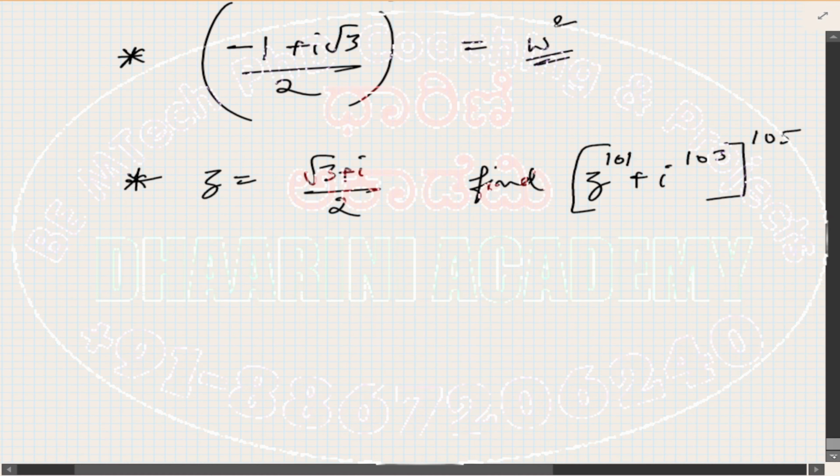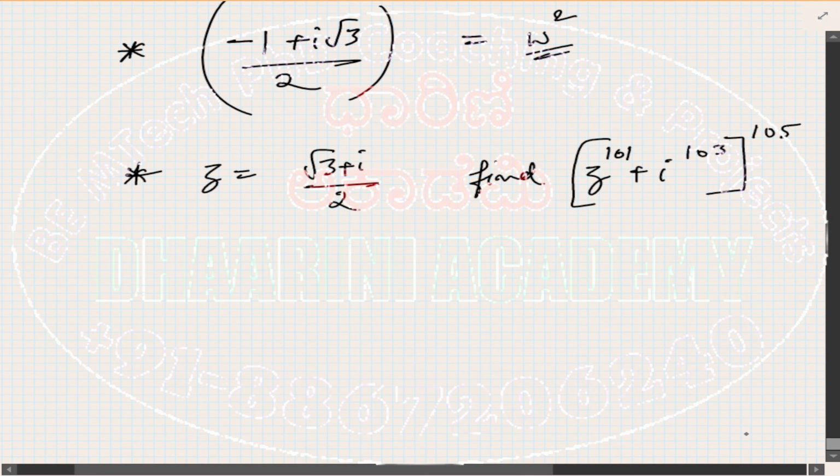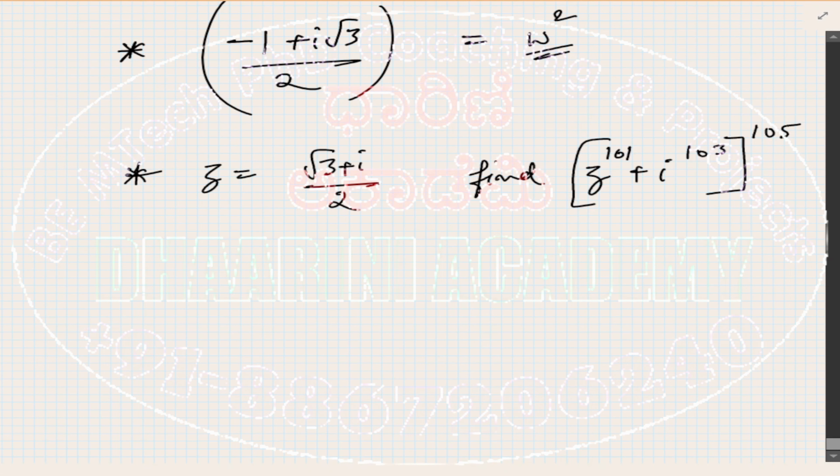z is given. We know that I is equal to root of minus 1. We also know how to calculate I to any power, right? This is altogether a mixed question. z is given, I is given, find the terms individually. I will calculate z to the power, then I to the power, then sum them and raise to the power 105 to get an answer. Okay, try this.